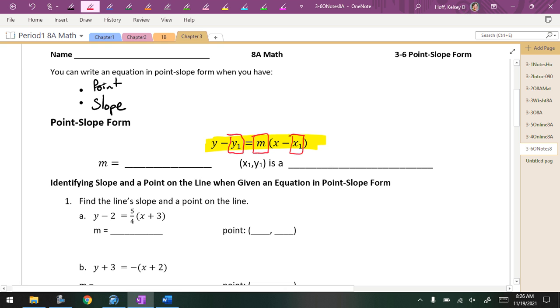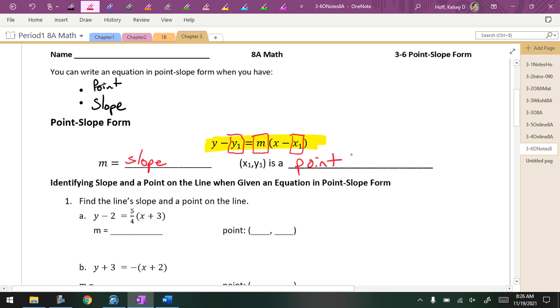What does m stand for? Slope. Slope, very good. We're going to put our slope in for m. And x1, y1 is a point. It's the ordered pair. The 3, 4, the 7, -2.